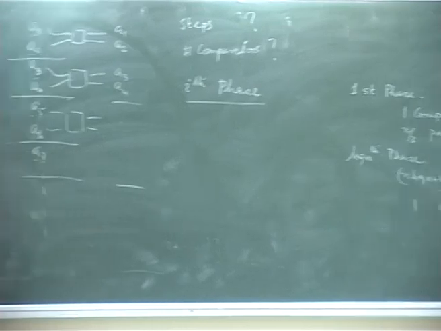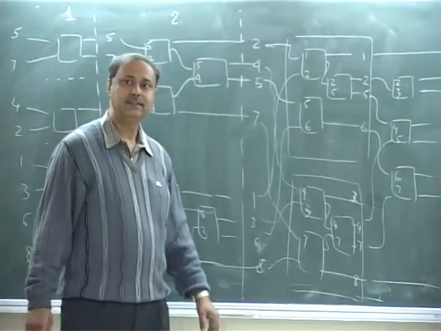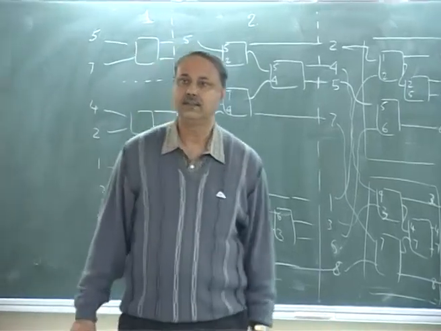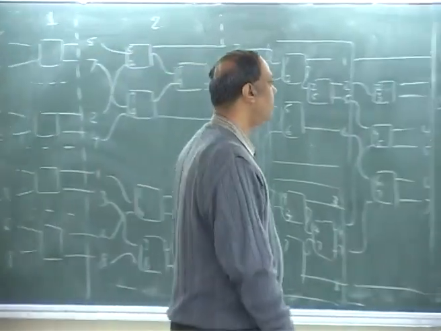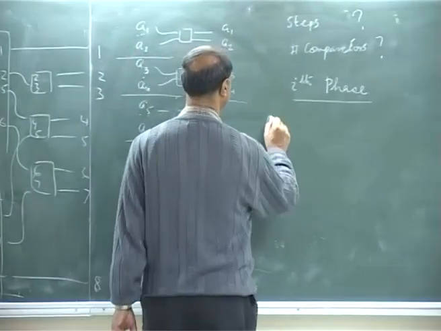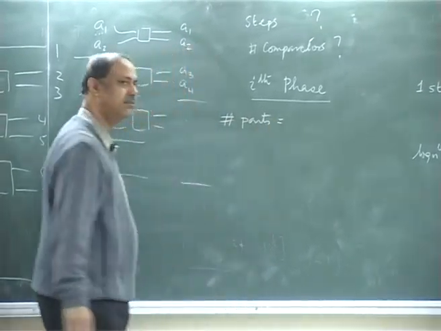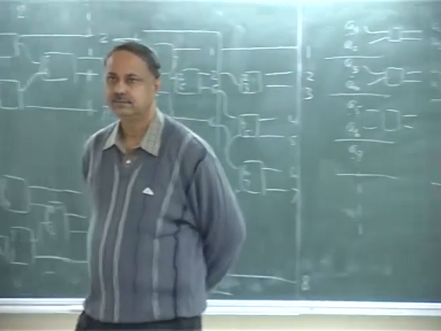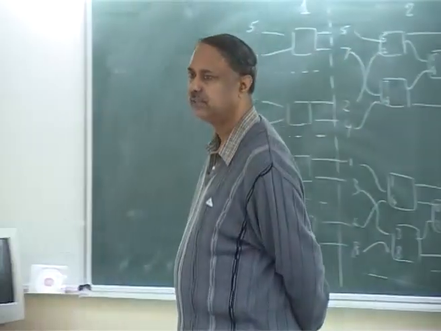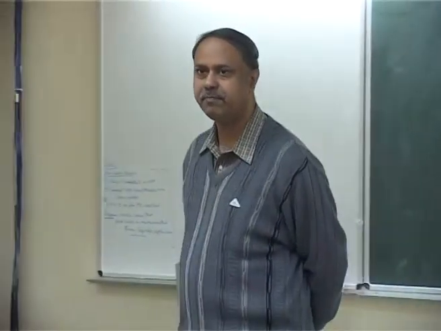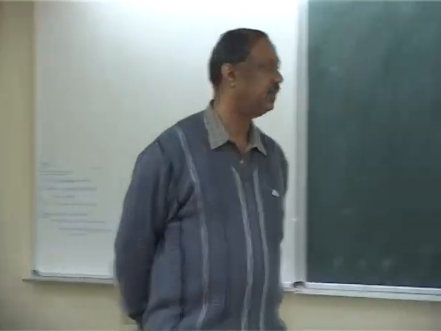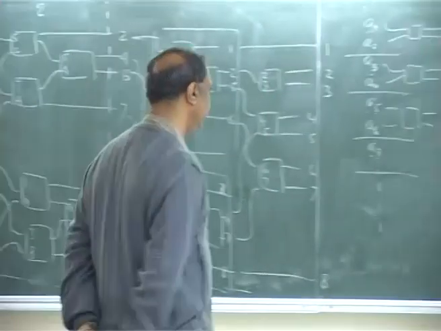Now, I need to find out what happens for the ith phase. Can you tell me in the ith phase how many parts are there? Number of parts in the ith phase? In the first phase, how many parts? In the second phase? In the ith phase? n upon 2 to the power i.